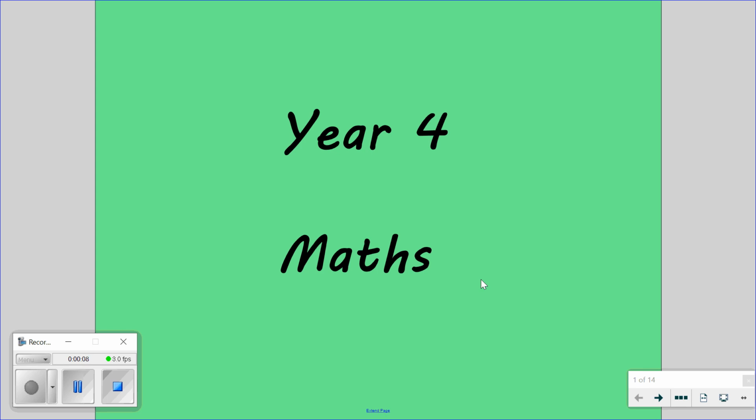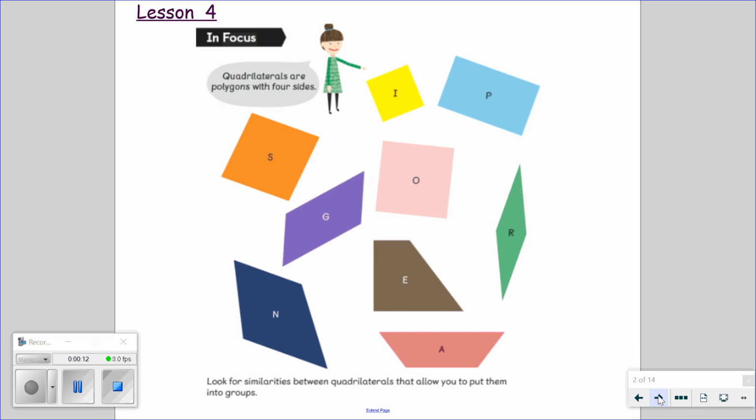Today we're going to continue our learning on geometry. Last time we looked at sorting or classifying triangles, and today we are looking at classifying and sorting quadrilaterals. What is a quadrilateral? Emma tells us that quadrilaterals are polygons or shapes with four sides.